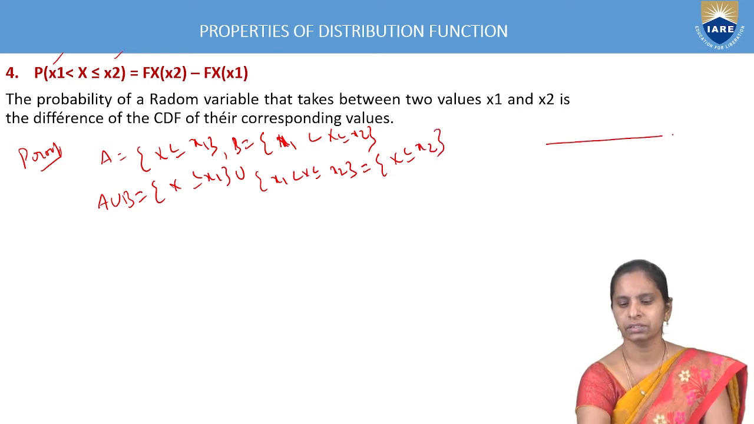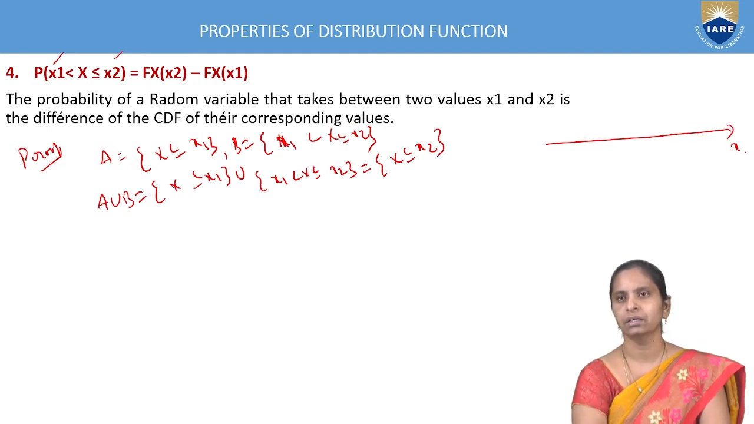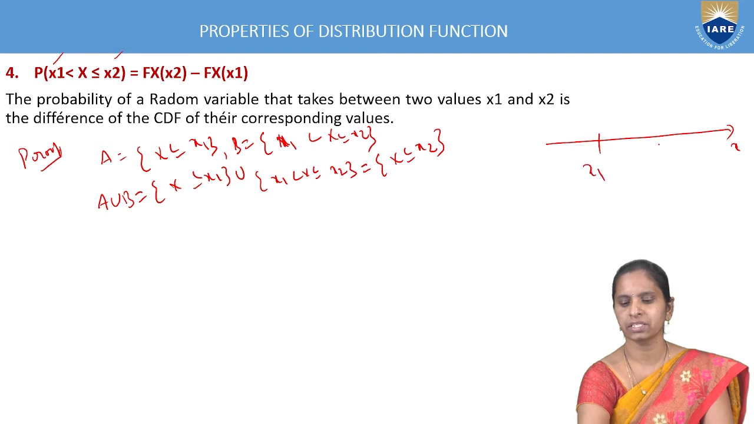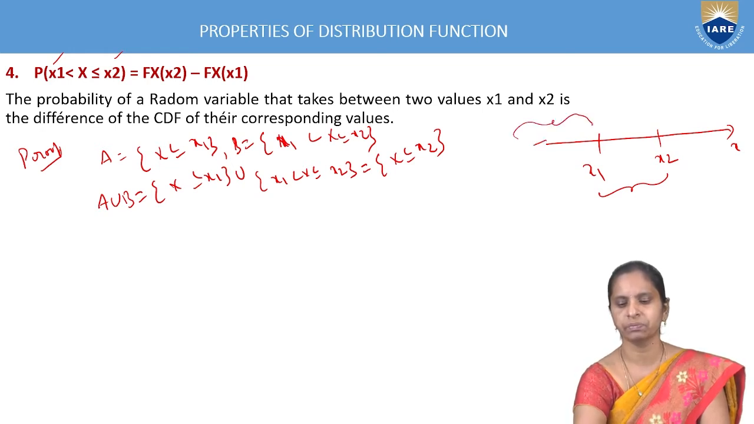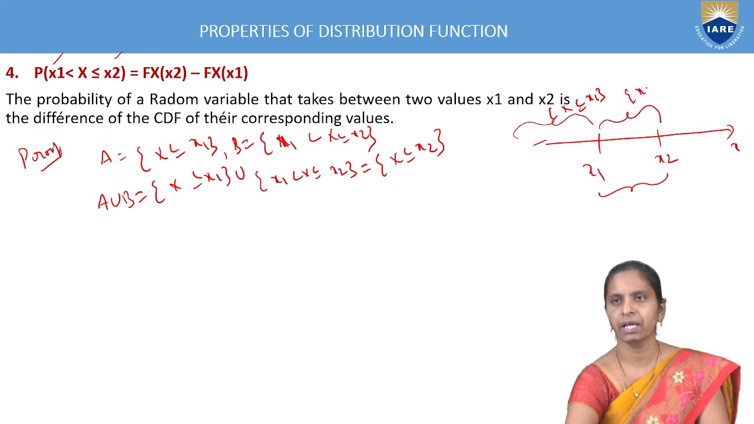So let us see by taking a graph. This is my random variable X, having values up to X1 and up to X2. What I want to calculate is the probability between two points, that is from X1 to X2. In order to prove this property, I am considering two events. My first event is X is less than or equal to X1. This is my first event. And my second event is X1 less than X less than or equal to X2.